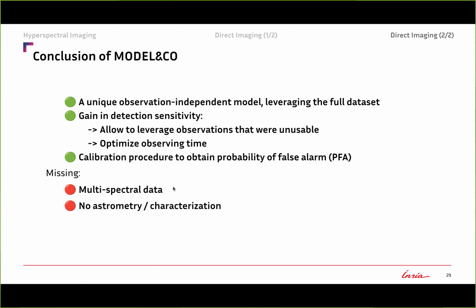For multispectral data, we also tried some naive ways of implementing it, but it was working less well than just simply doing a PACO ASDI, which models the correlation of the PSF spectrum more accurately. So we tried some naive things, but it was not very appropriate for this model.